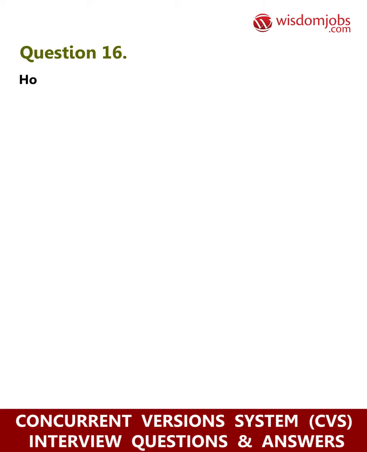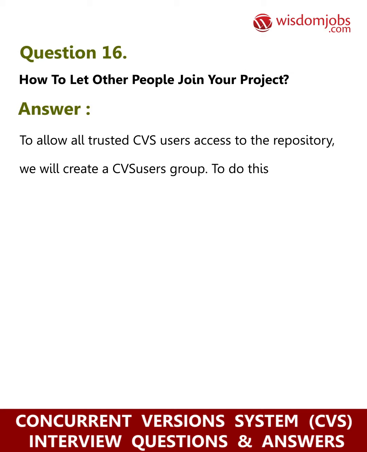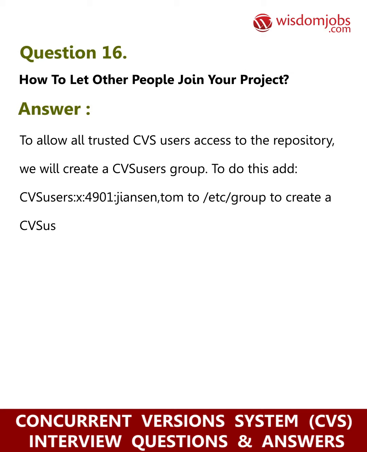Question 16. How to let other people join your project? Answer. To allow all trusted CVS users access to the repository, we will create a CVS users group. To do this, add cvs:x:4901:jensen,tom to /etc/group to create a CVS users group, and add Jensen and Tom to it.